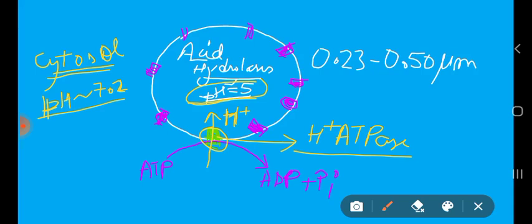Okay, now we will discuss the types of lysosome. So let us discuss the types of lysosome now.